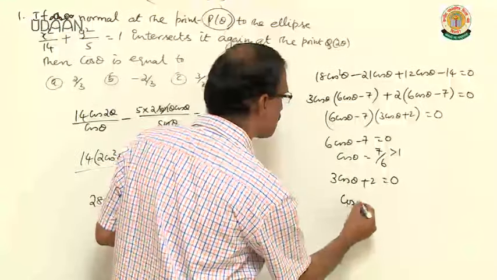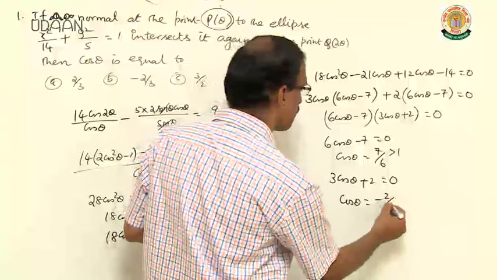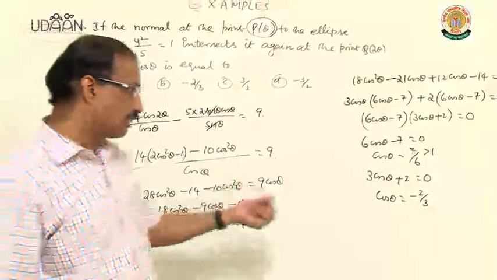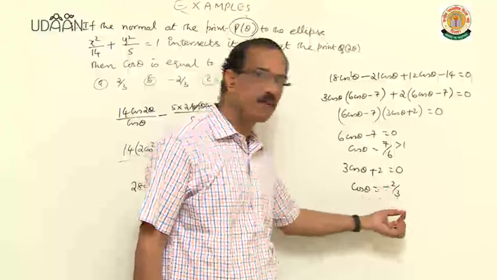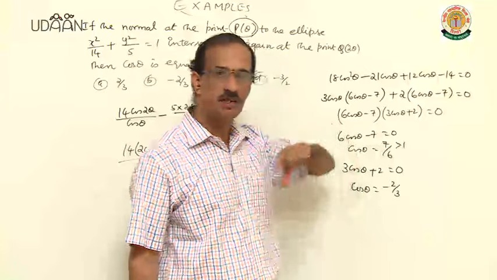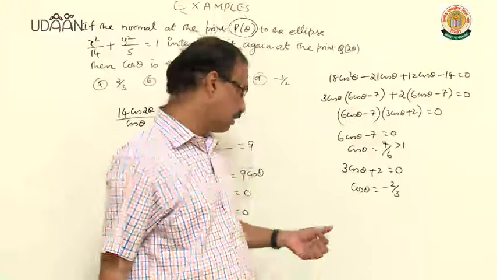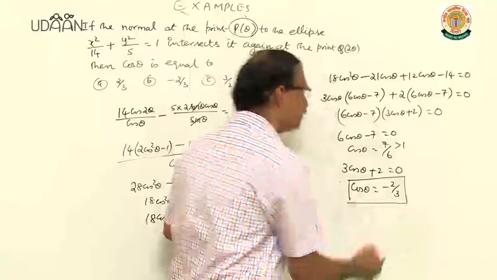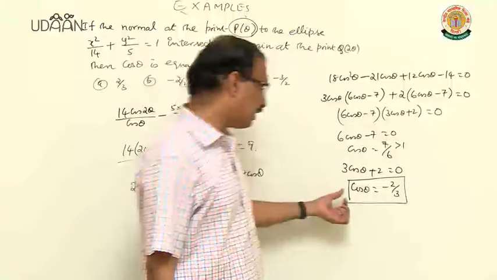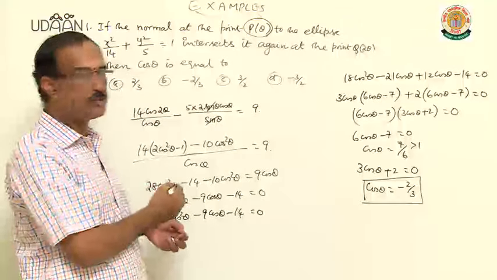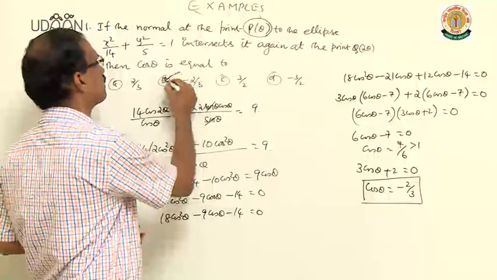So cos theta equals minus 2 by 3 we have. From this we get that this is possible because this is less than 1, and we know that a cos theta value lies between minus 1 to 1. So the cos theta value is minus 2 by 3. So what we have got, the value of cos theta in A is not minus 2 by 3. So the B option is the right one.